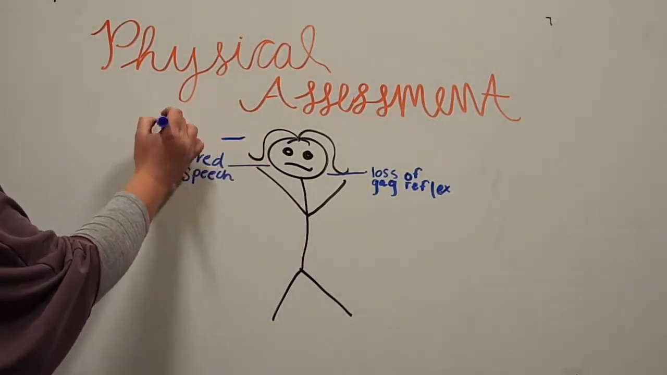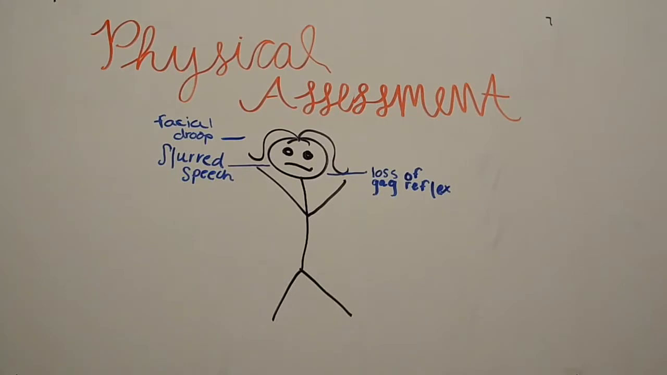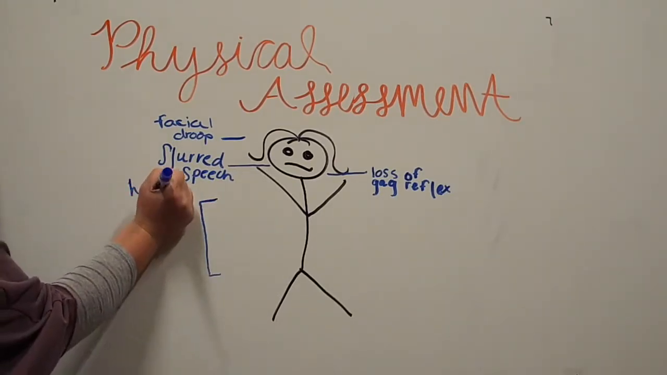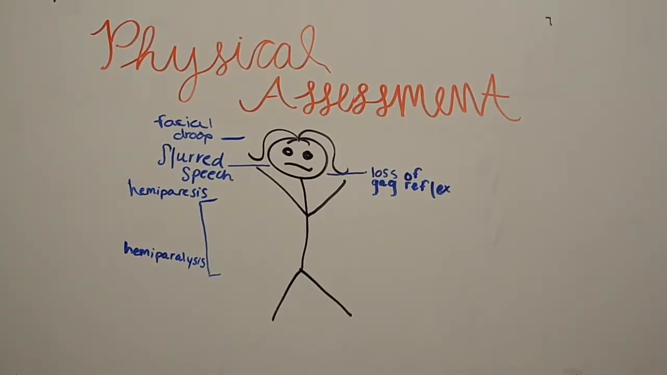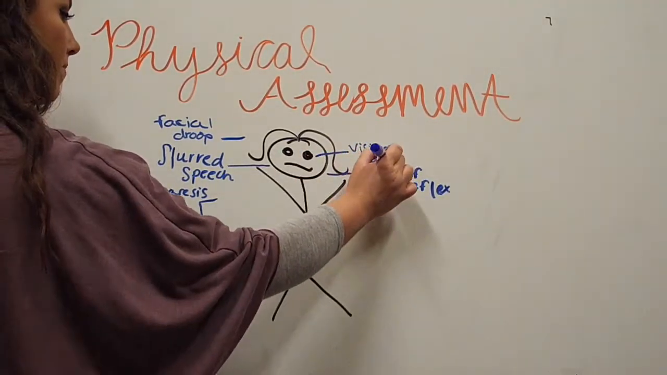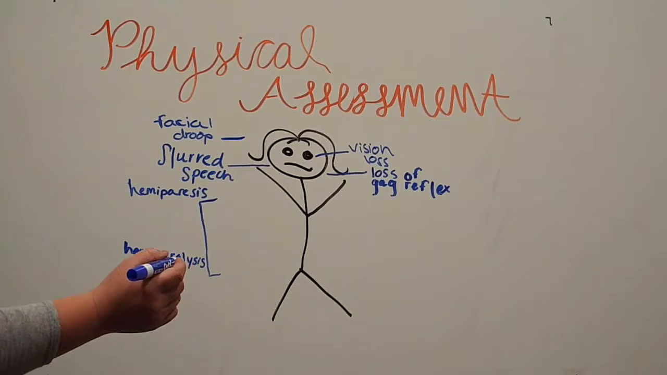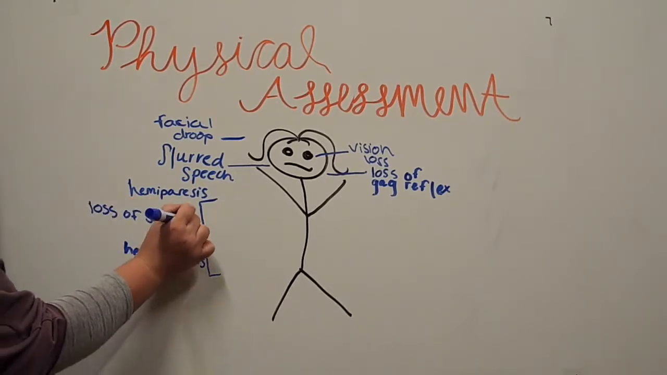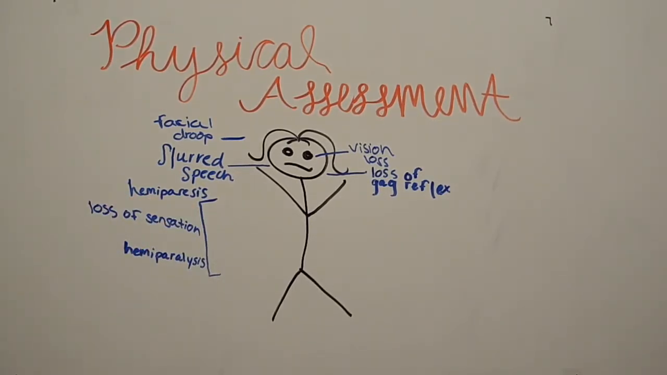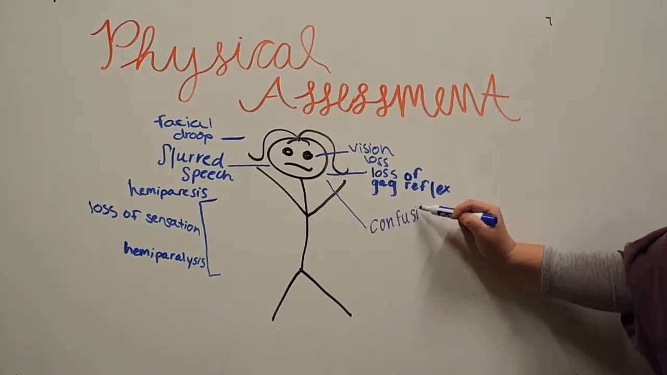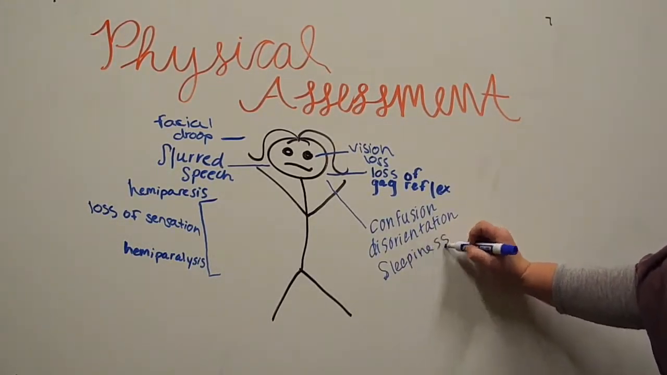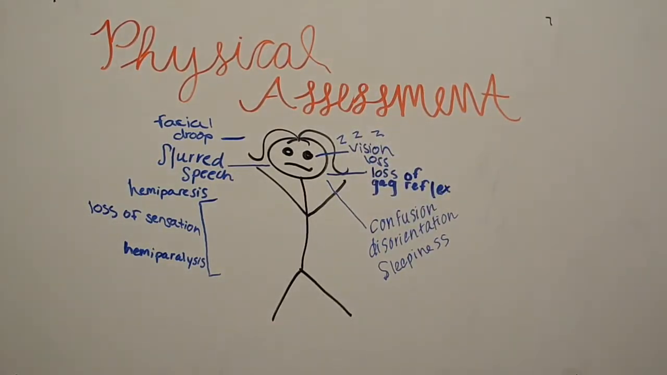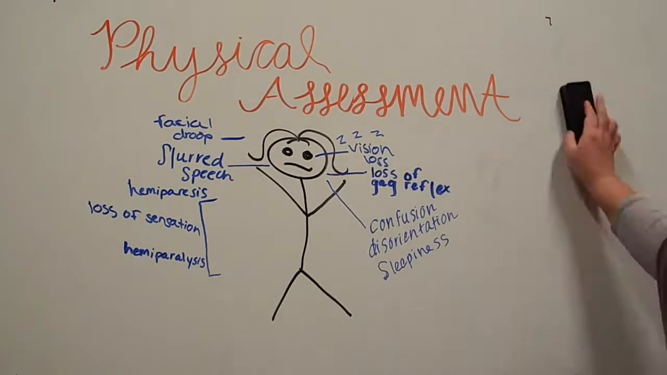hemiparesis, which is weakness on one side of the body, hemiparalysis, which is complete loss of function on one side of the body, vision loss in one or both eyes, loss of sensation, disorientation, confusion, and sleepiness. Signs and symptoms are often indicative of where the stroke has occurred.